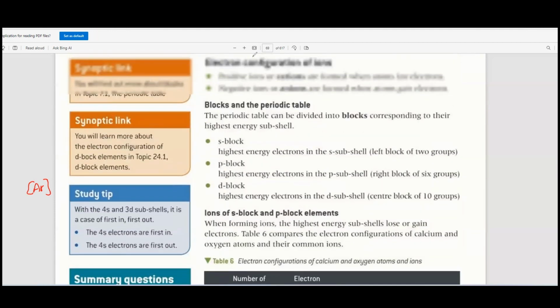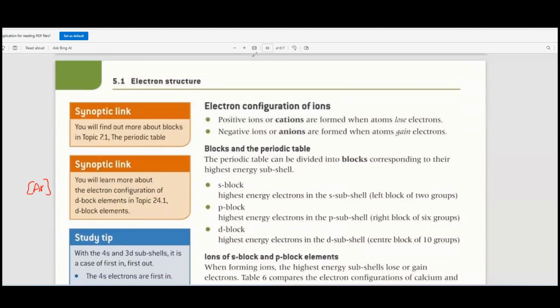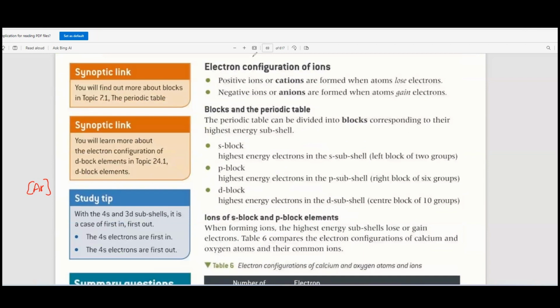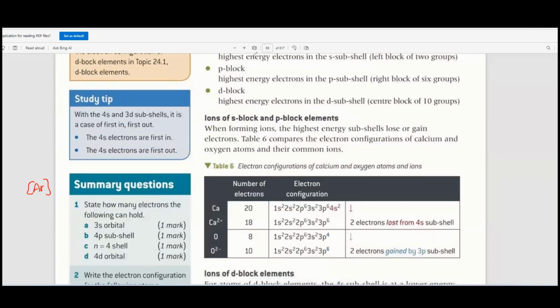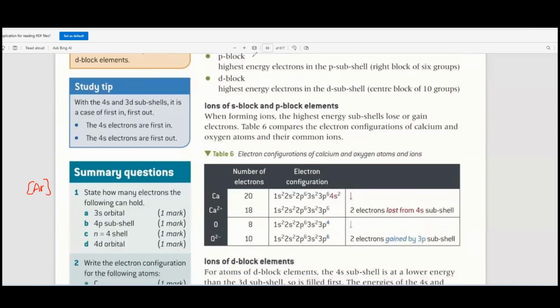So they don't show the electron configuration. Positive ions are formed when... I'm not sure if you have to write any negative or positive sign anywhere, because electron configuration only shows electrons. It does not even consider how many protons there are. If you look here now, it's even clearer.